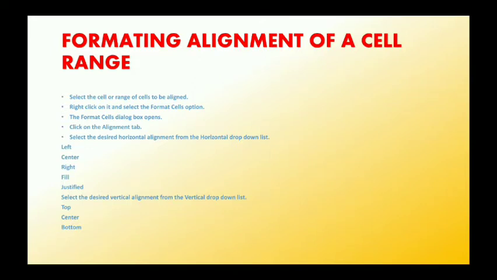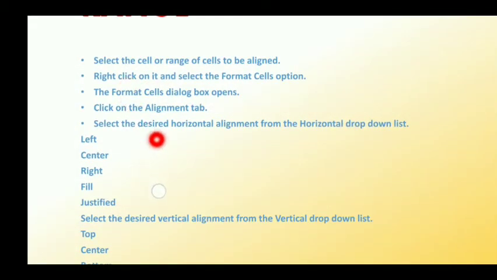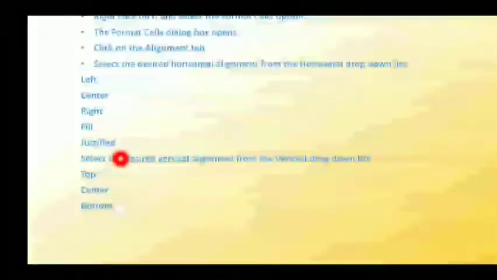Next is formatting alignment of a cell. So what is the meaning of formatting alignment of a cell? As we have studied alignment in MS Word, in the same way we can apply alignment in a cell. So there are two kinds of alignments. First is horizontal alignment and second is vertical alignment. In horizontal alignment you can see left, center, right, fill and justified. And in vertical alignment you can have top, center and bottom alignments. So we can apply any of the alignments, either horizontal or vertical.